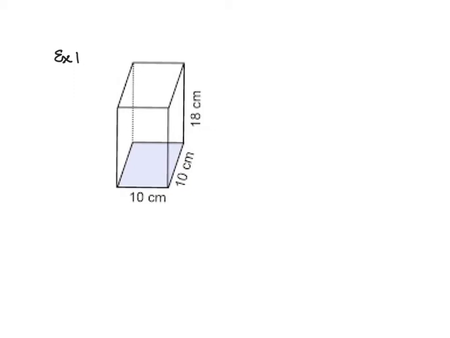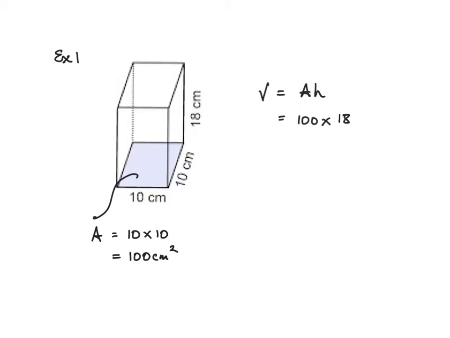Anyway, the formula for the volume of the shape is V equals AH, where A is the area of the base. Now this is the base here. We can work that out separately, so it's going to be length times breadth, 10 times 10 equals 100 centimetres squared. So 100, and then we multiply by the height, which is 18 centimetres. 100 times 18 then gives us 1800 centimetres cubed.